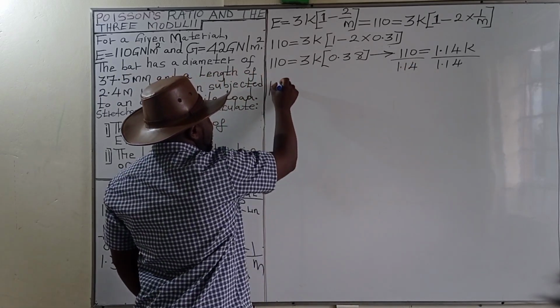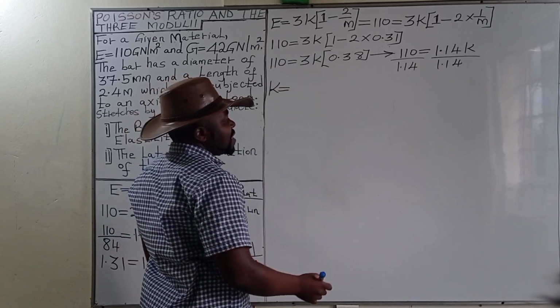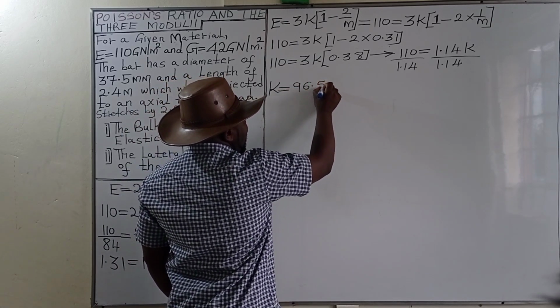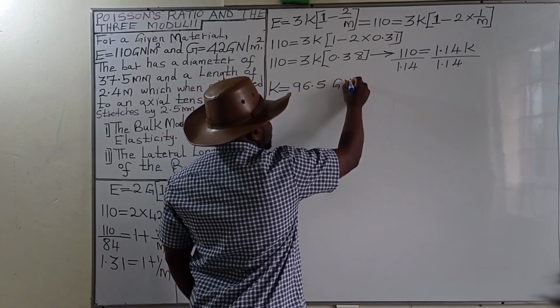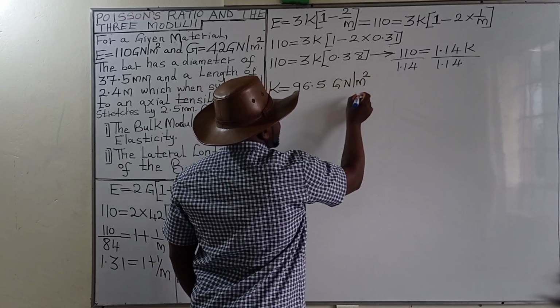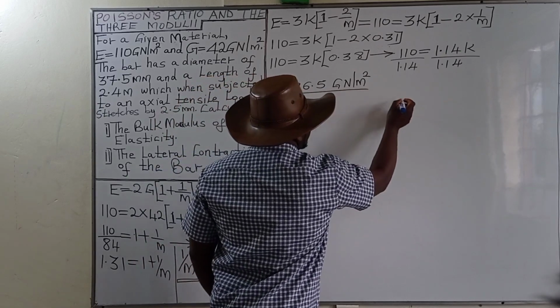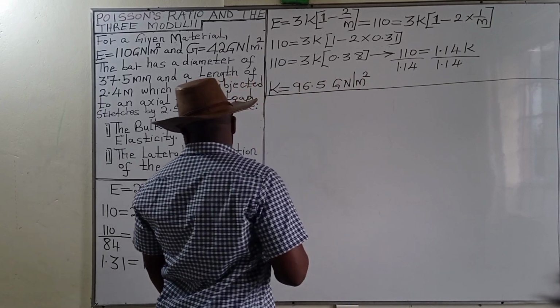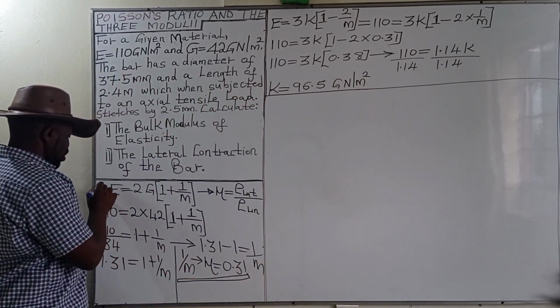To get the value of K, divide both sides by 1.14. And that's going to give us the bulk modulus of elasticity to be 96.5 giganewtons per square meter. So that is the bulk modulus of elasticity. So you have answered part one of that question.